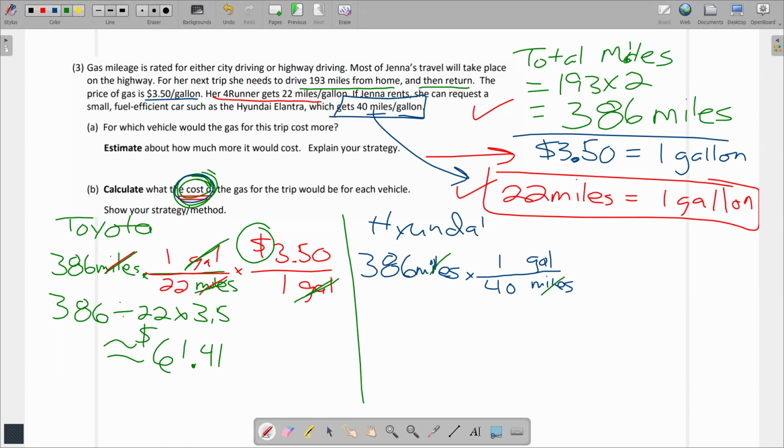That gets me to gallons, but I want cost. So again, I got to multiply by a fraction. Gallons is in the top. To get rid of it, it's got to go in the bottom. Dollars can go in the top. And we know for this situation, it's 3.50 for every gallon. Now gallons is gone and I have my cost. So then I throw that in my calculator. Very similar to what I did with the Toyota, just one different number.